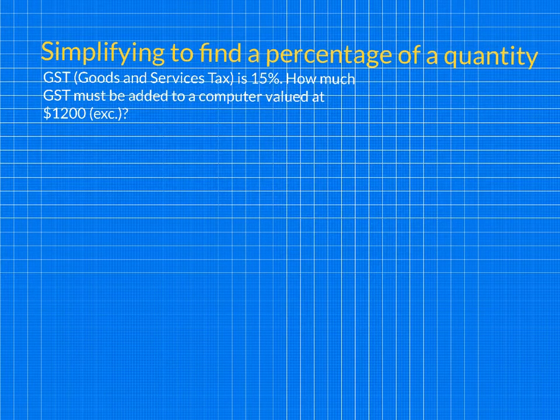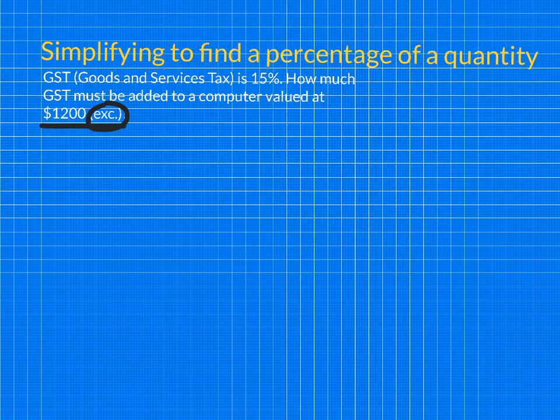In this example, we can use simplifying to find a percentage of a quantity. GST is called Goods and Services Tax, and it's currently 15%. It has to be added to the value of all things that are put for sale in New Zealand, and it's a tax that's paid direct to the government. So how much GST must be added to a computer valued at $1,200 X, and X means excluding GST.